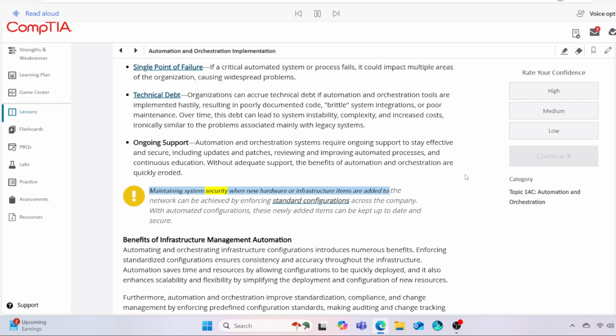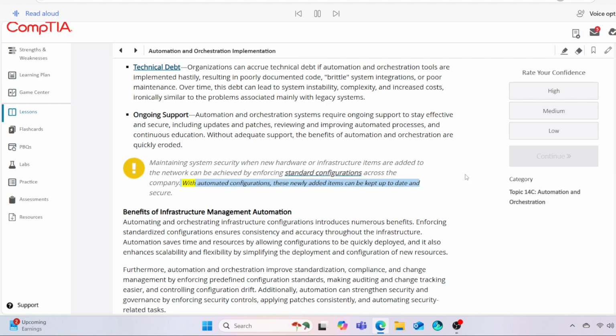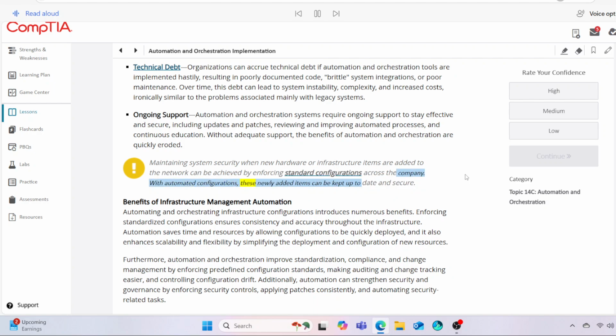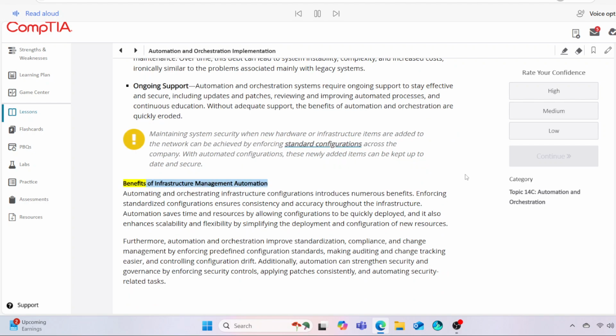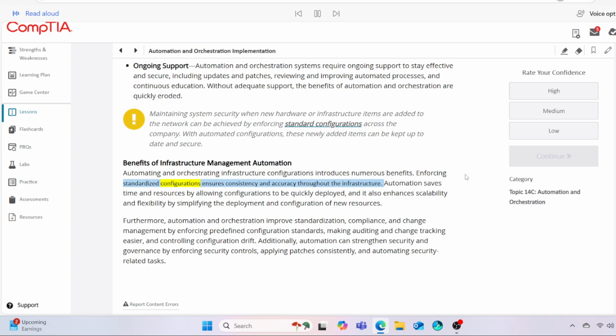Maintaining system security when new hardware or infrastructure items are added to the network can be achieved by enforcing standard configurations across the company. With automated configurations, these newly added items can be kept up to date and secure. Benefits of infrastructure management automation. Automating and orchestrating infrastructure configurations introduces numerous benefits. Enforcing standardized configurations ensures consistency and accuracy throughout the infrastructure.